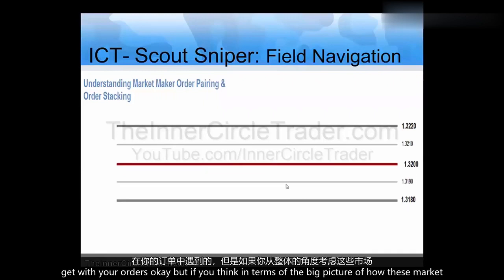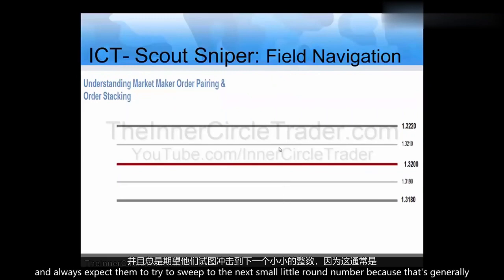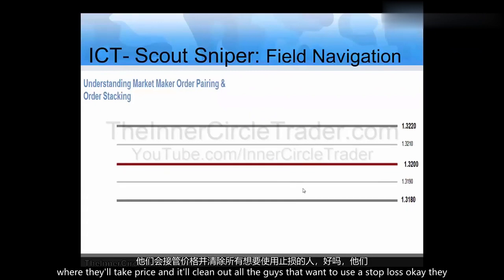But if you think in terms of the big picture of how these market makers and large bank dealing traders work, they're going to work around these round numbers, and always expect them to try to sweep to the next small round number, because that's generally where they'll take price and then it'll clean out all the guys that want to use a stop loss.